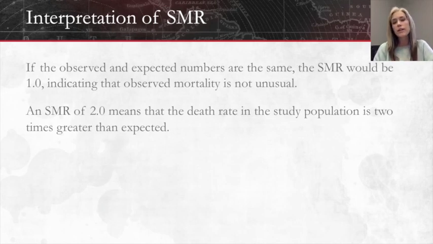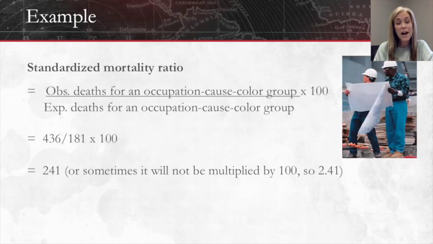So if the observed and the expected numbers are the same, obviously the SMR would be 1.0, or in this case close to 100, okay, indicating that what you observe is very similar to what you expect. There's nothing unusual. However, if you were to calculate an SMR of 2, what that means is the death rate that you observed in your population, so, for example, a population of Caucasian miners, is 2 times greater than what you expected, okay?